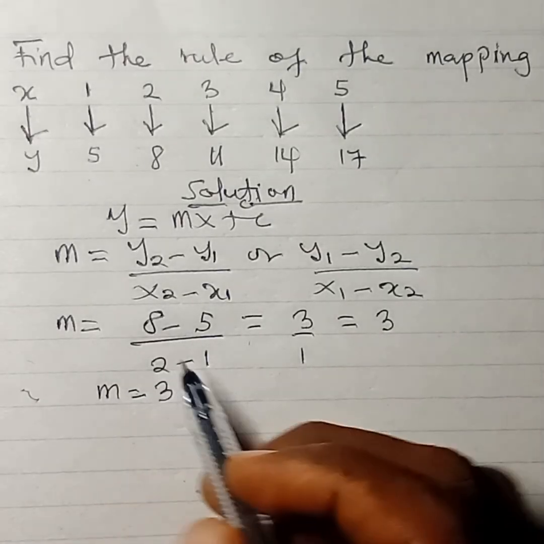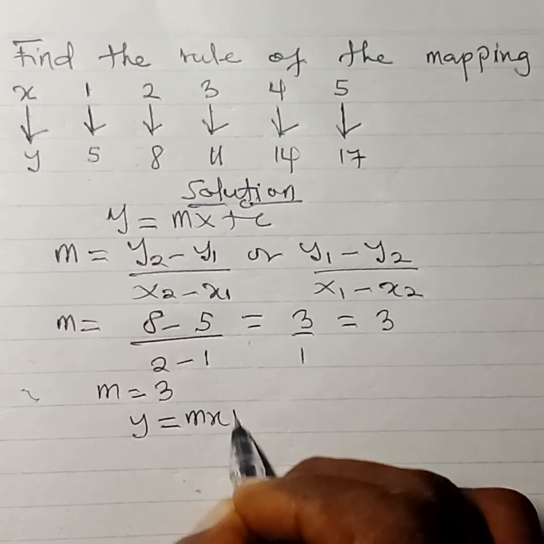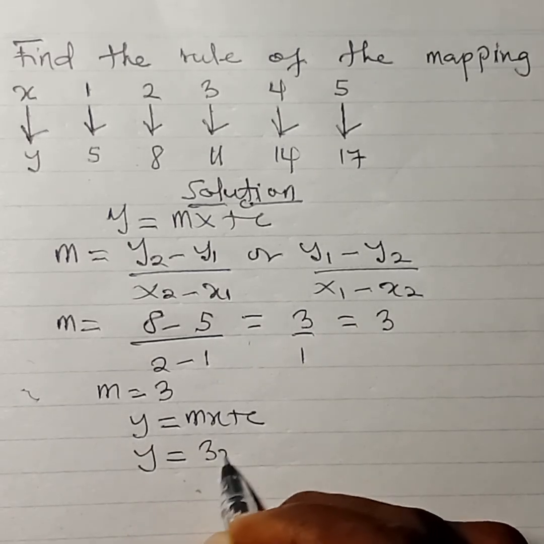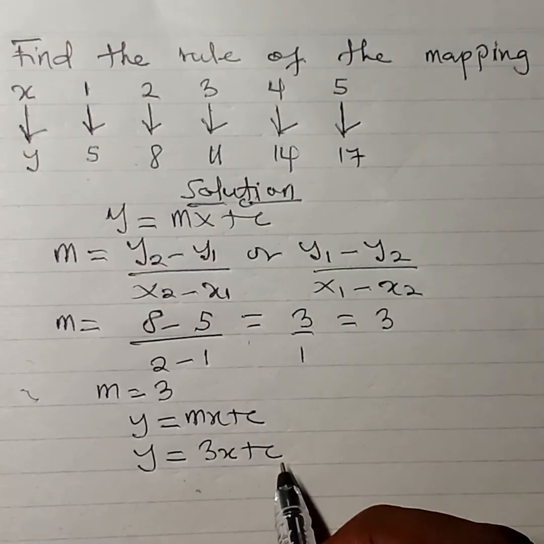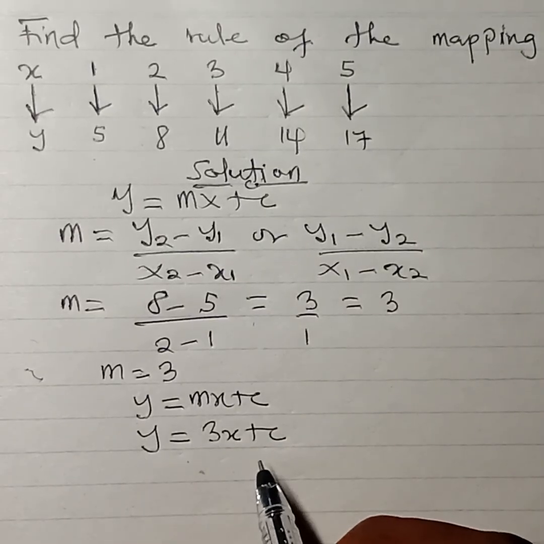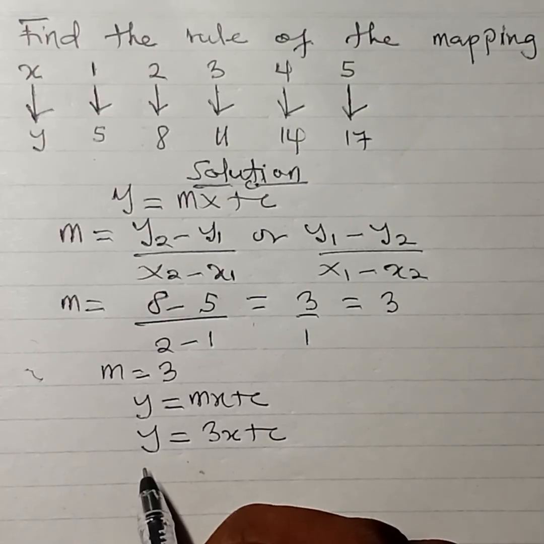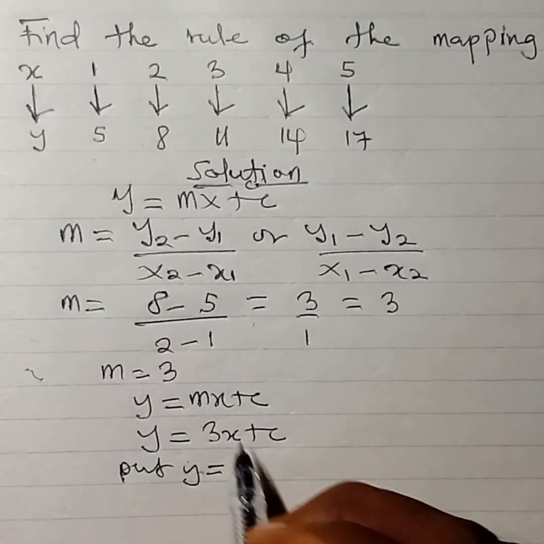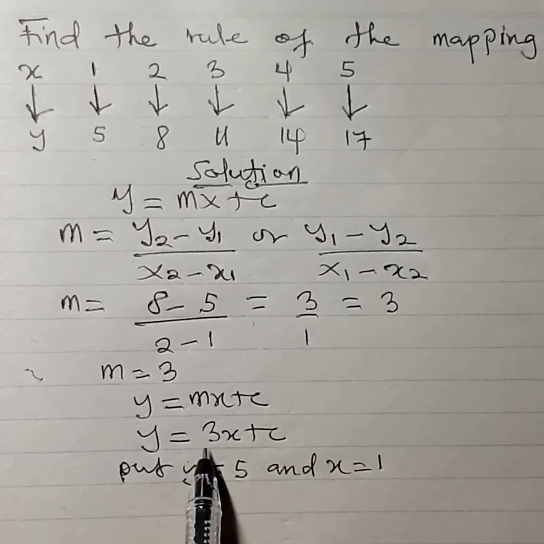Then we fix this 3 into the formula. So we have y is equal to mx plus c, and our m is 3, so y is equal to 3x plus c. Now, to find c, what we are going to do is put the y and x values into this new formula to get c. So we put y is equal to 5 and x is equal to 1 into this formula.